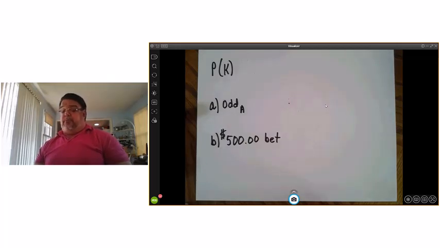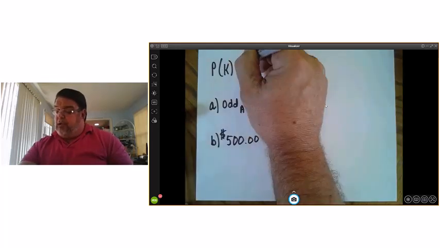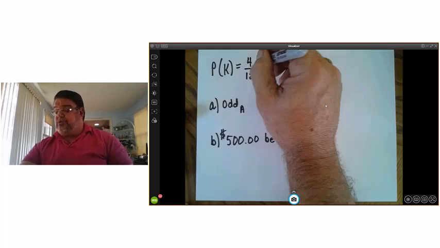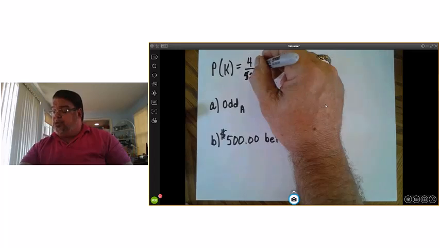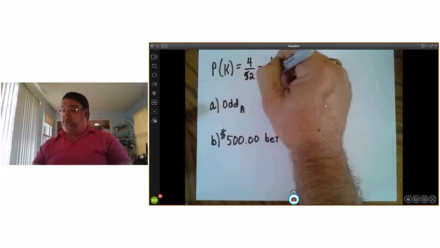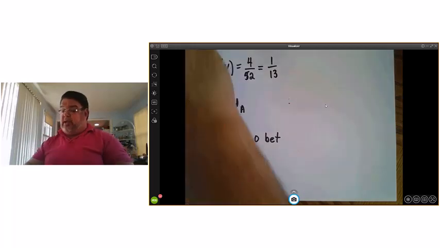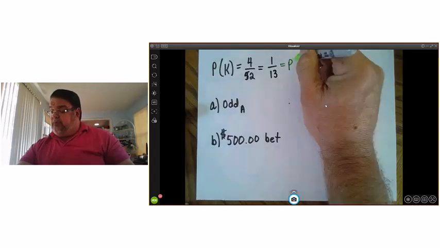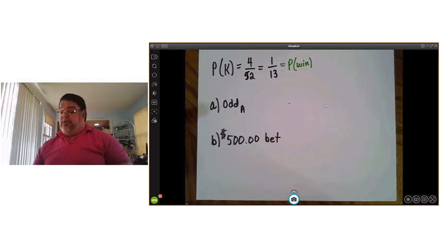Well, we have to find the probability of a king first. We know that the probability of a king would be 4 over 12. I'm sorry, 4 over 52. And you can reduce that down to 1 over 13. Now, you got to know what is winning. And we're going to color this green. This is the probability of winning, because the bet is based on picking a king.